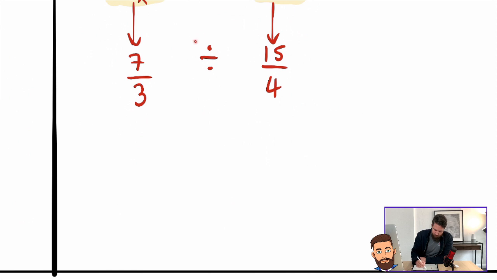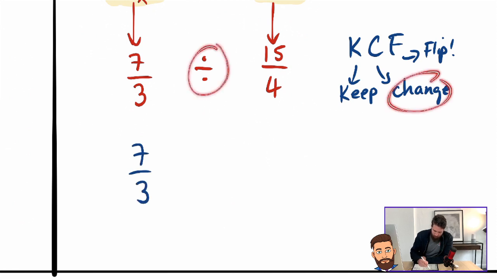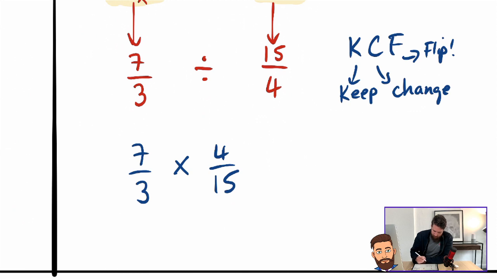Now we need to focus on the divide. Well, when you divide a fraction, you should be remembering, and hopefully you did, KCF. Keep, change, and flip. Okay, and you do it in exactly that order. So we're going to keep the first one, so that would stay as 7 over 3. We're going to change the divide to a times, and then we're going to flip, do the reciprocal of the last fraction, so that would be 4 over 15.